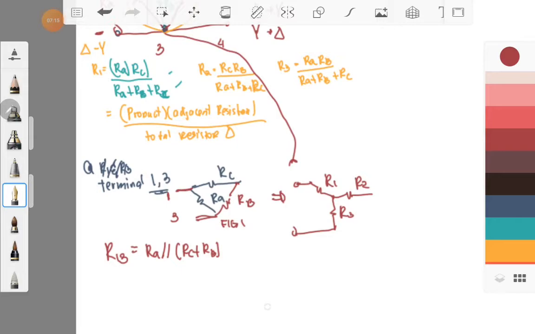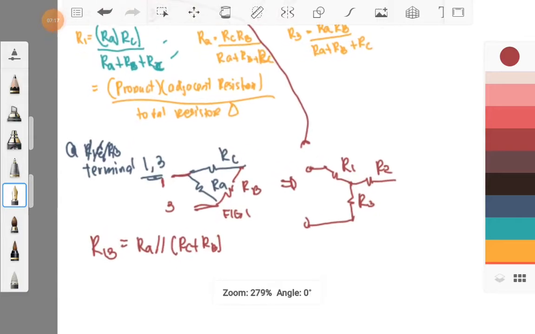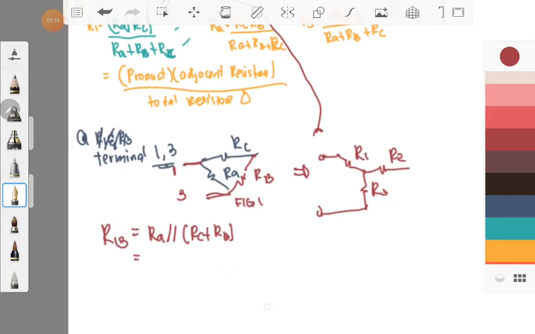Okay? Since you have R13, therefore at R13, we have a total resistance of RA in parallel with the series connection of your RC plus RB, divided by RA plus RC plus RB. Okay, mapapansin nyo yung formula na yan is from our module 3 wherein it is the parallel combination of two resistors.